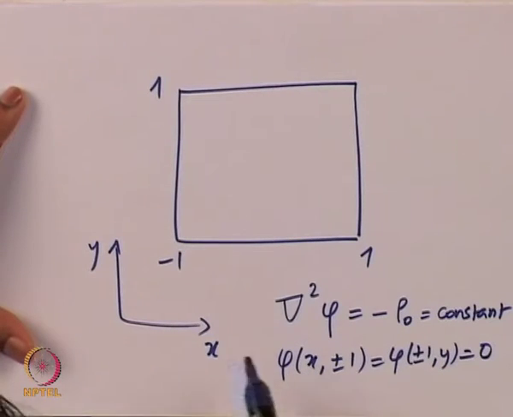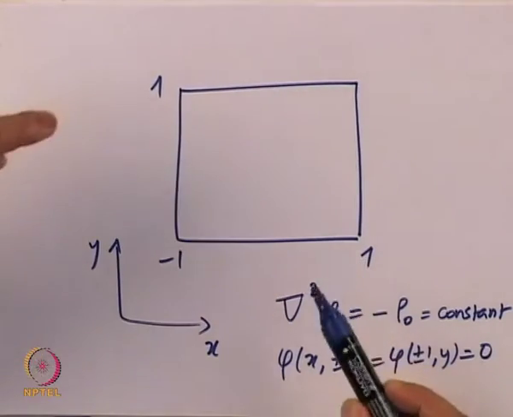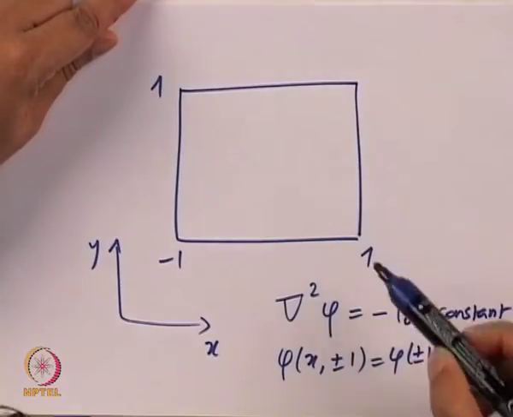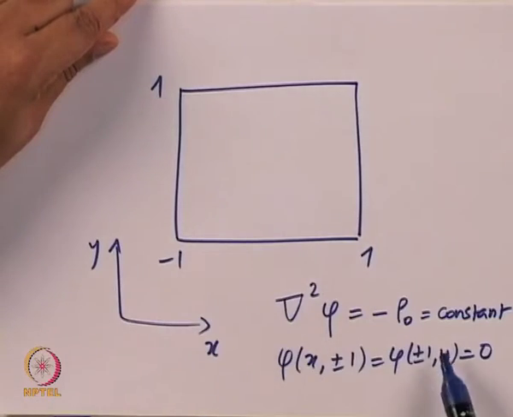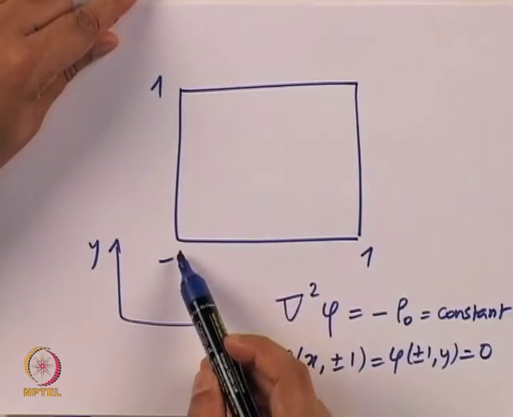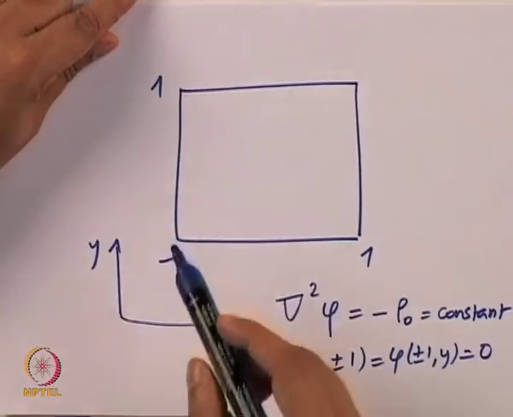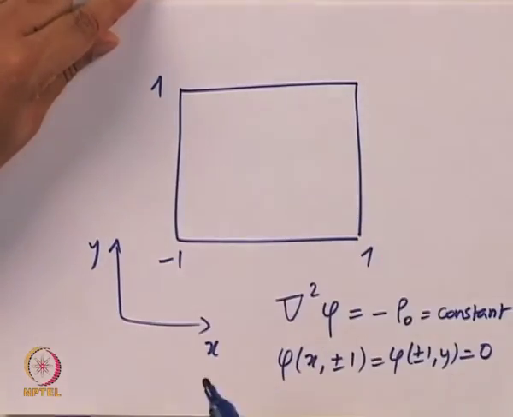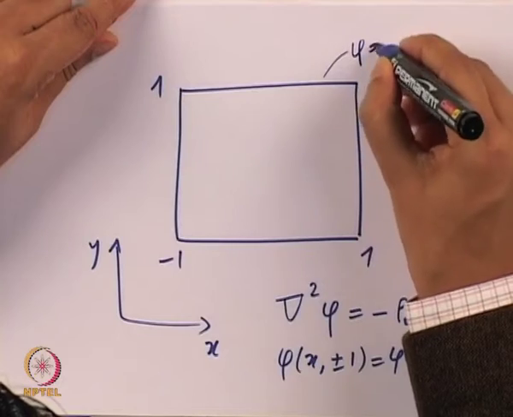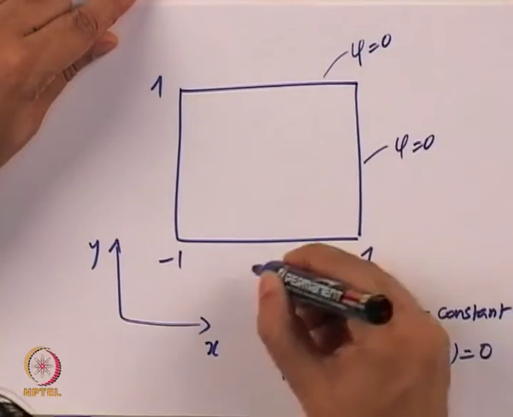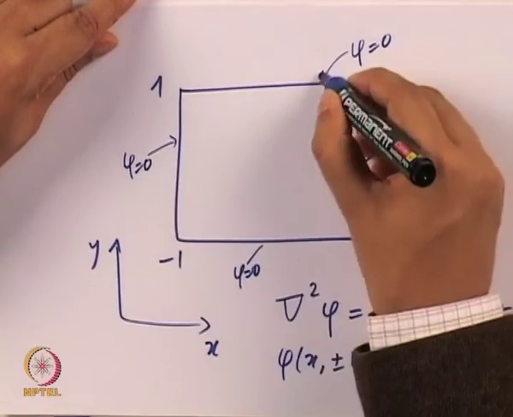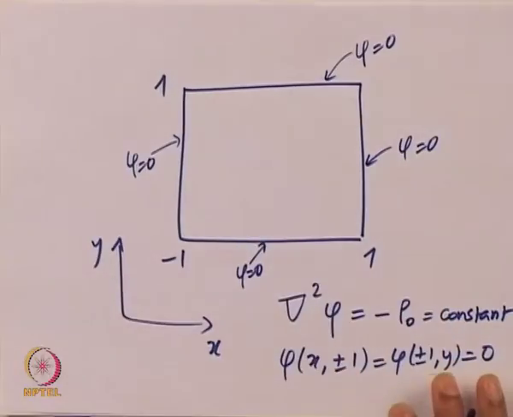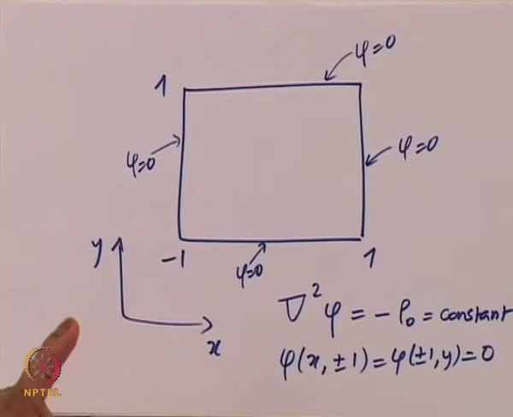That means for all x, at plus or minus 1 in y, we are going to have 0. So the potential is going to be 0 here, the potential is going to be 0 here. Similarly for all y, for x equal to minus 1 and x equal to plus 1, it is also going to be 0. So along the boundary the potential value is going to be 0. So phi equal to 0, phi equal to 0, phi equal to 0 and phi equal to 0. So this is the problem definition.